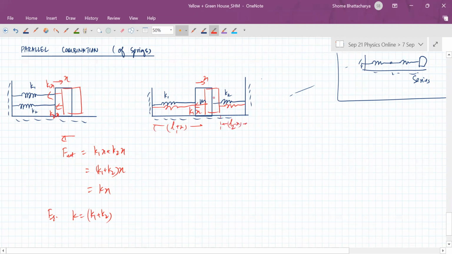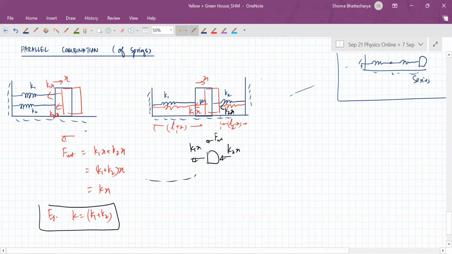So this will apply a pushing force like this. So again, on the block, you can see that there is a net force like this. Okay. So the same equation applies to both cases. So this and this both.